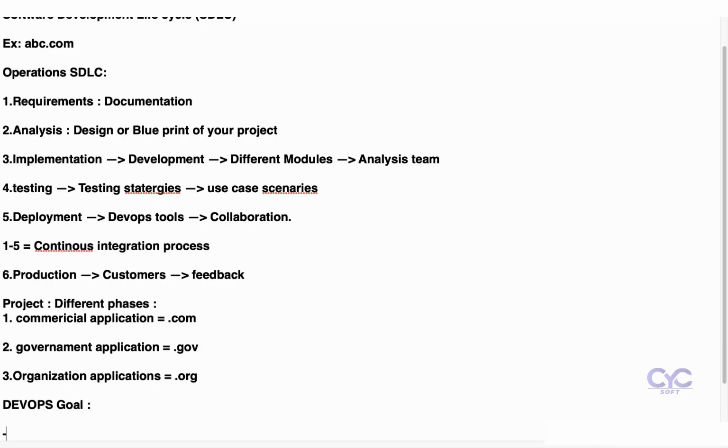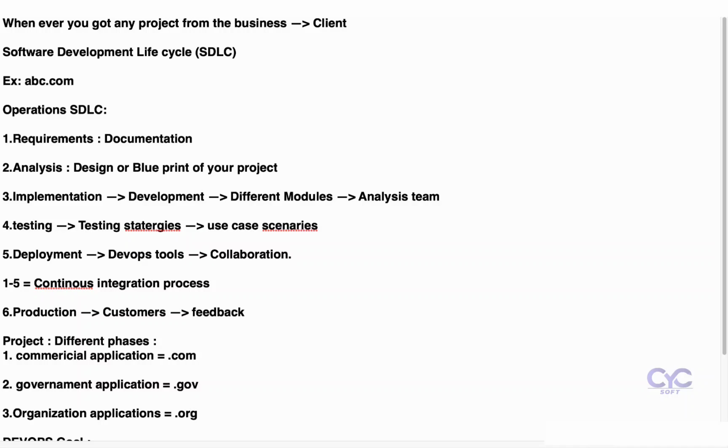is that we need to go with delivery of your application process very easily, because we are working on the collaboration process. So this is what we are trying to work on in the software development life cycle, guys.